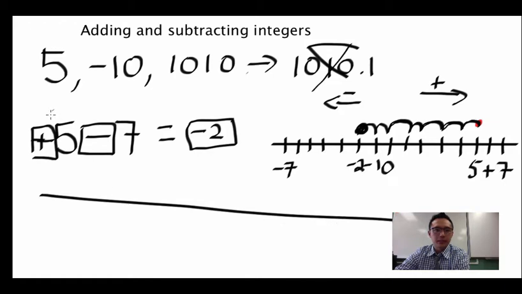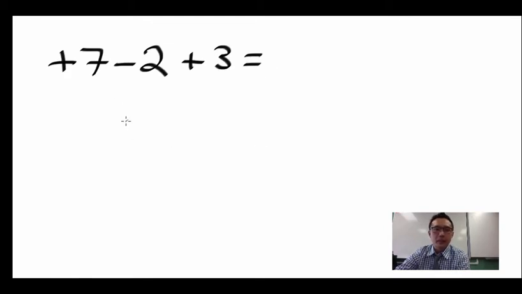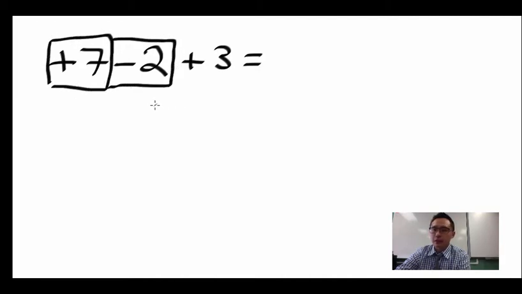If you want another example, let's do another one. Let's go plus 7 minus 2 plus 3. Now we have 3 numbers, but everything's still the same. This one is a plus 7 and this one is a minus 2. The signs are opposite, which means we subtract the numbers. So 7 subtract 2 is 5. Since the positive sign is with the bigger number, the 7, we keep the positive sign.